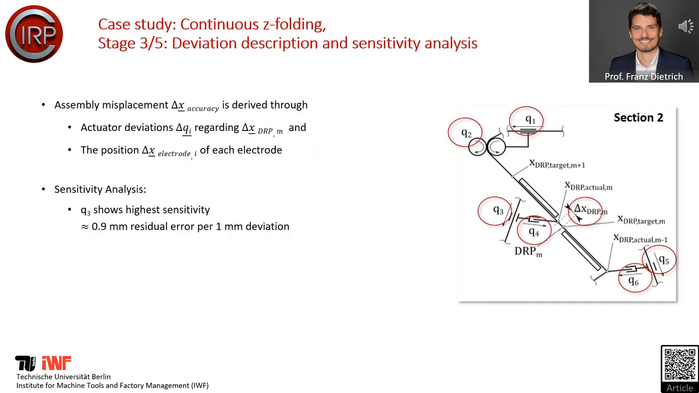We went through stage 3, where the assembly misplacement is derived from the actuator deviations and the deviations of tunable parameters, and then there is looked at the deviation at the electrode misplacement in the assembly. The numerical results of this sensitivity analysis have shown that the actuator number 3, which you can find in the lower left of the sketch, has the highest sensitivity. So in the following, this will be the drive, or the actuator with the most priority for improvement.